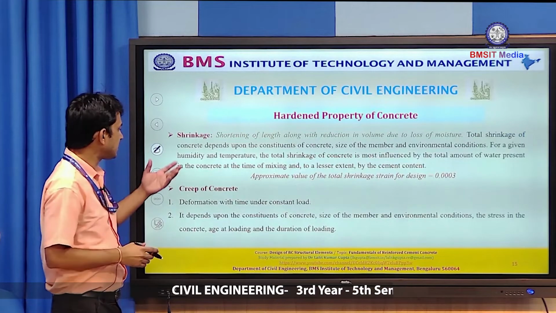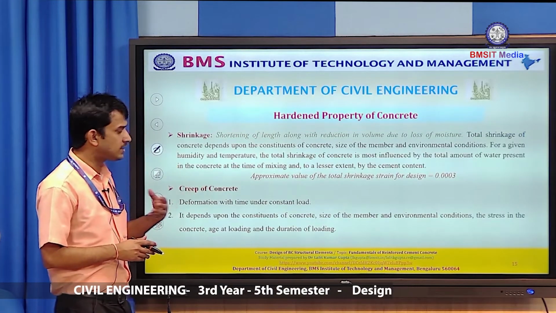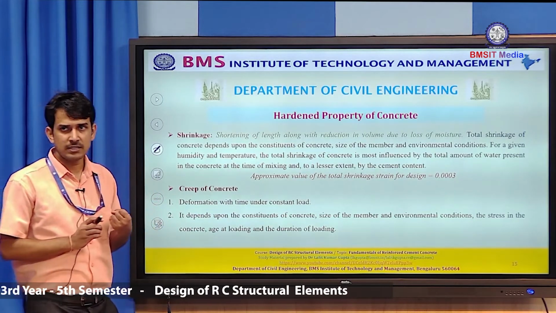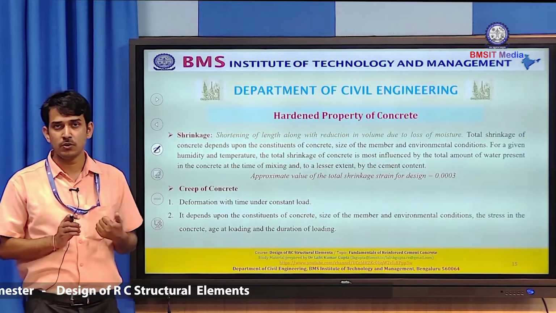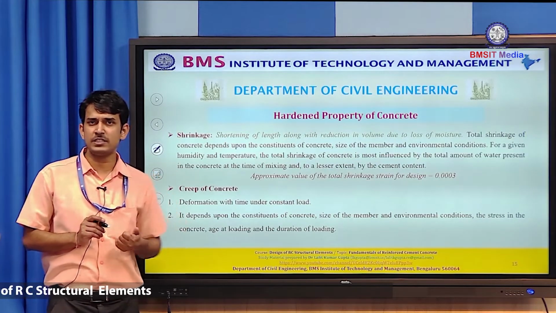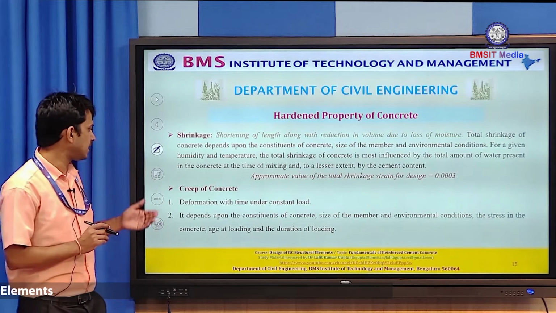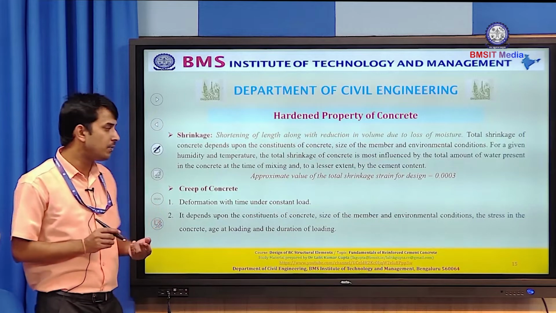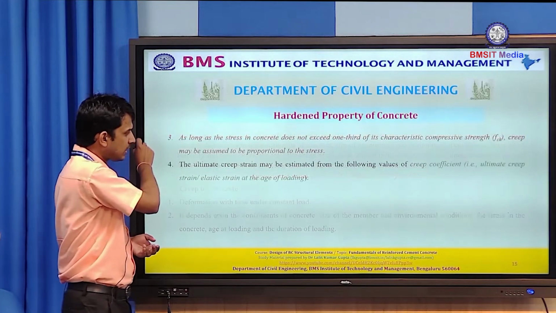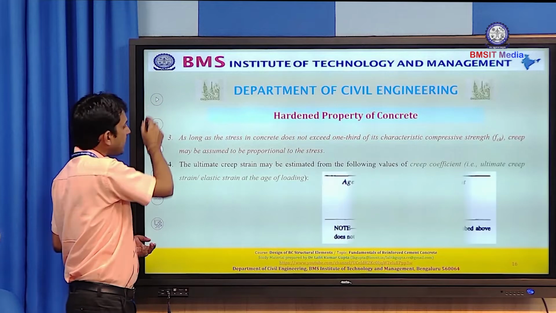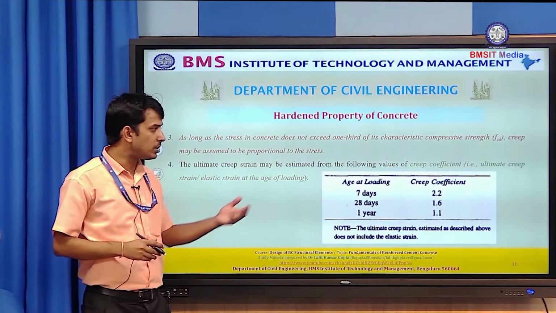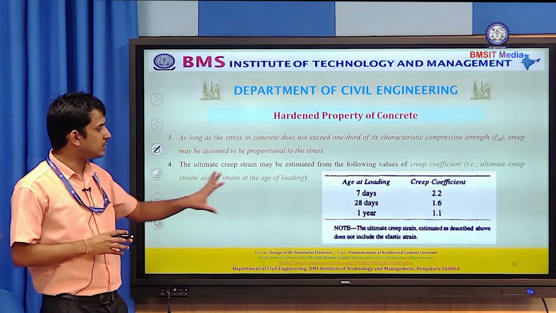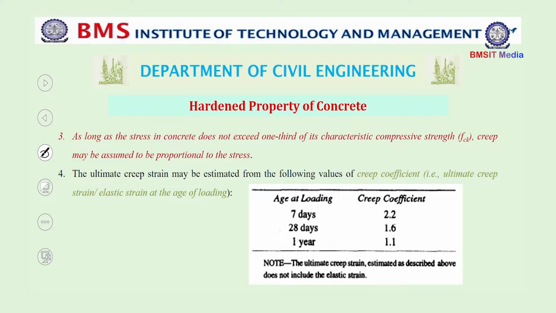The next property is shrinkage. The shrinkage value we take approximately is 0.003, which is prescribed by IS 456. And again, the creep of the concrete depends on how much deformation there is. On the basis of that we take a factor, which depends on how many days of loading we have. On the basis of that we take the creep coefficient to calculate the effect of creep. This is again a table from IS 456.